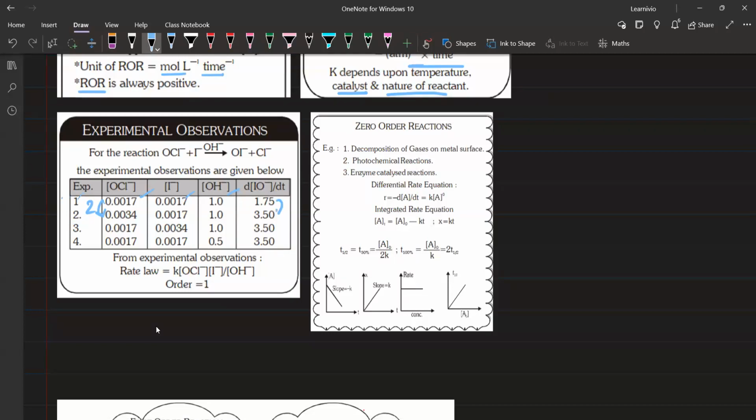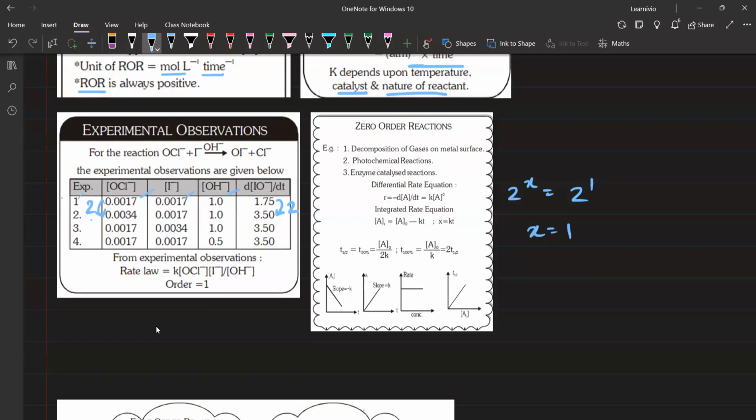what happened to the rate? Rate is also doubled, right? So 2 to the power x is equal to 2 to the power 1, right? We'll just equate it directly. So x is equal to 1. That means the order with respect to OCl negative is equal to 1.